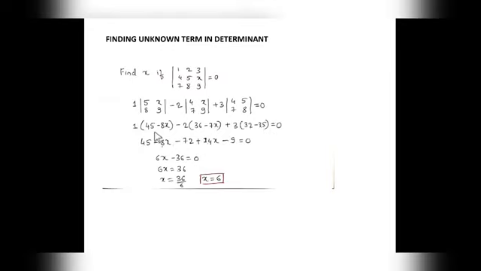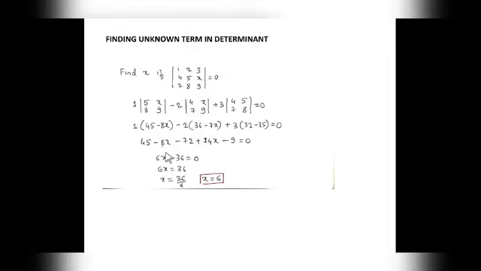1 into 45 is 45, minus 1 into 8x is minus 8x, minus 2 into 36 is minus 72, minus into minus plus 2 7s are 14x, plus 32 minus 35 is minus 3, minus 3 into 3 is minus 9 is equal to 0.